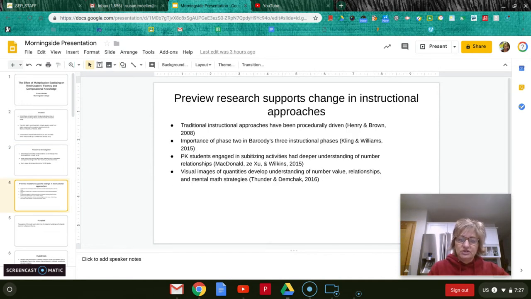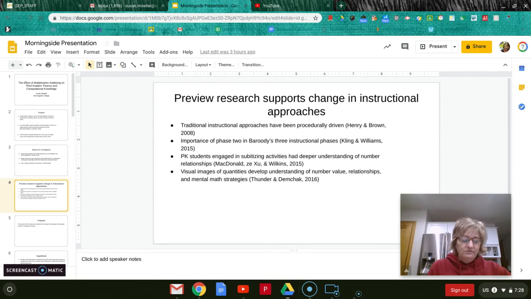Research supports a need for a change in instructional practices in the area of mathematics. A study by Henry and Brown in 2008 compared mathematical instructional practices in the United States to mathematical practices in Japan and Korea. Henry and Brown discovered that Japan and Korea emphasized approaches that were more conceptually driven, while the United States approaches were more procedurally driven. Students in Japan and Korea are scoring at higher levels than students in the United States.